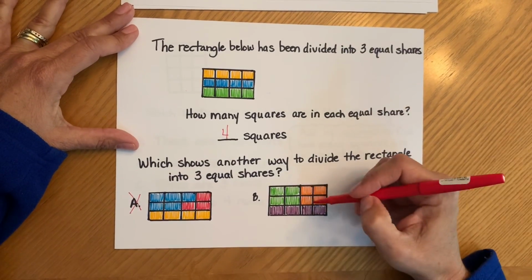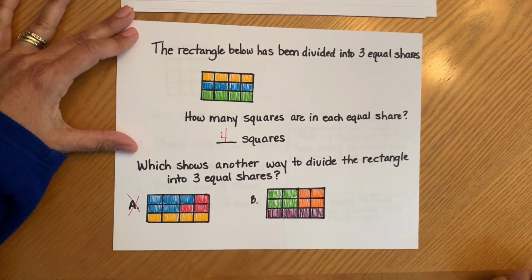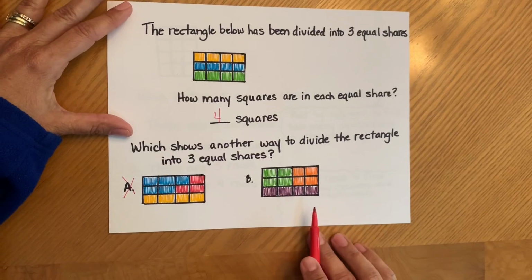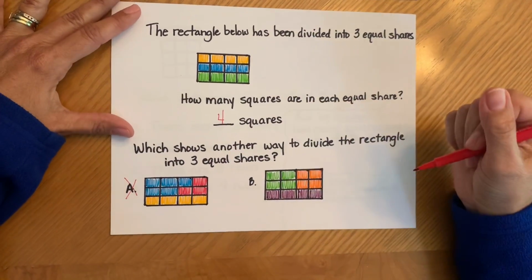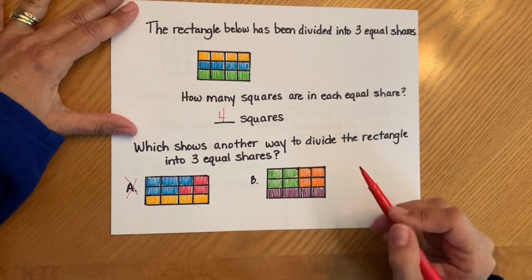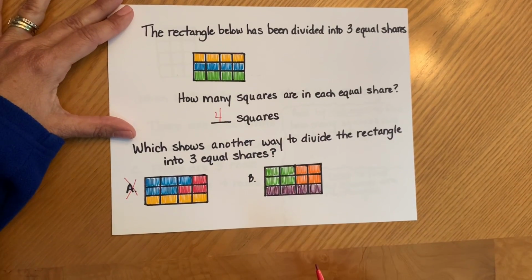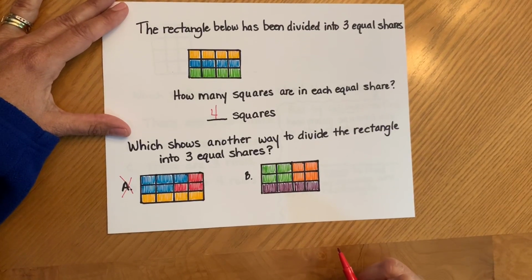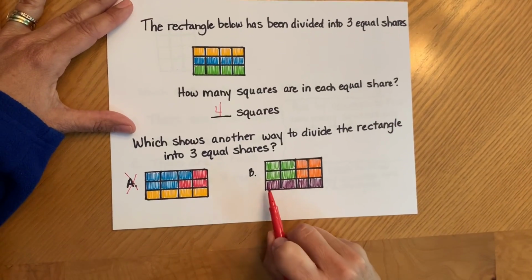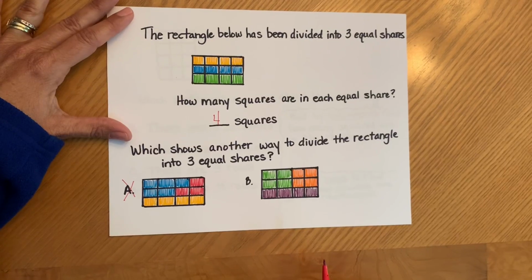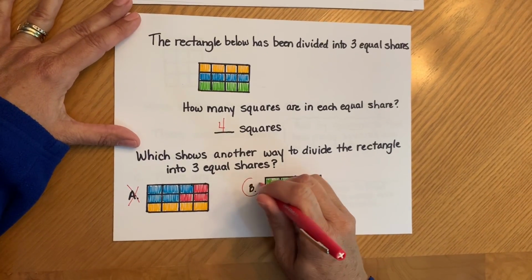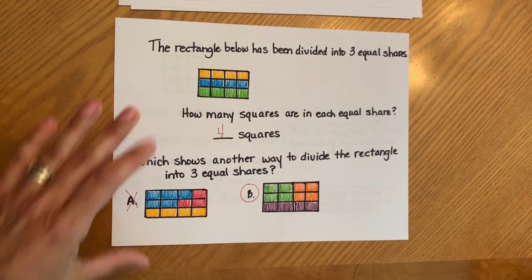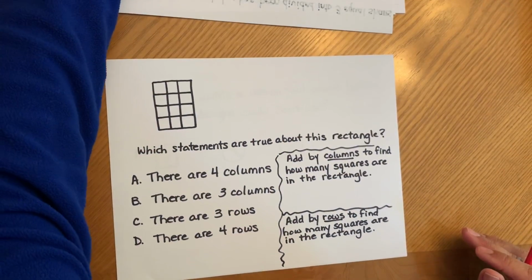Now, is this divided into 3 equal shares? If you look at it and you say, well, the green and the orange look equal, but the purple doesn't, pay attention because it doesn't matter the shape. You want to know if 1, 2, 3, 4 squares are in the green share, 1, 2, 3, 4 squares are in the orange share, and 1, 2, 3, 4 squares are in the purple share. So B is divided into 3 equal shares. Okay, only 2 to go.